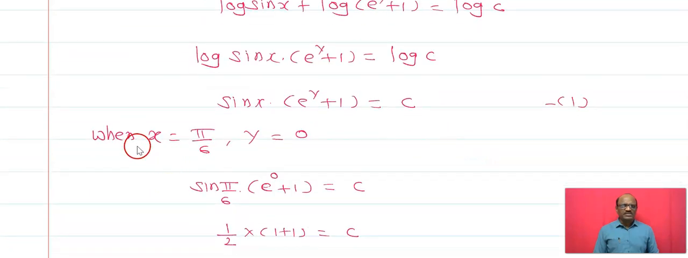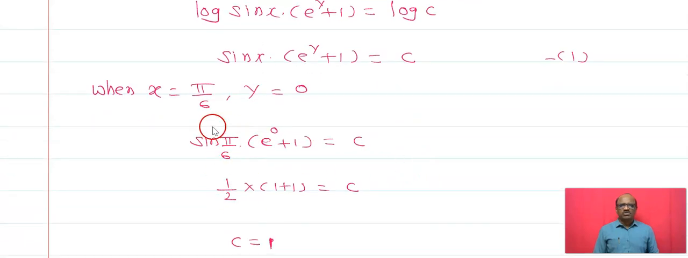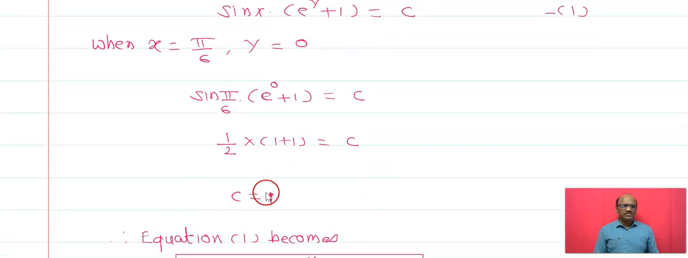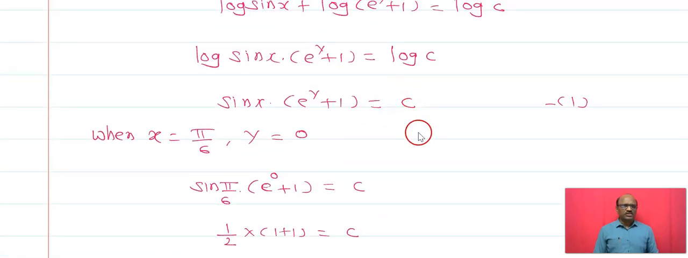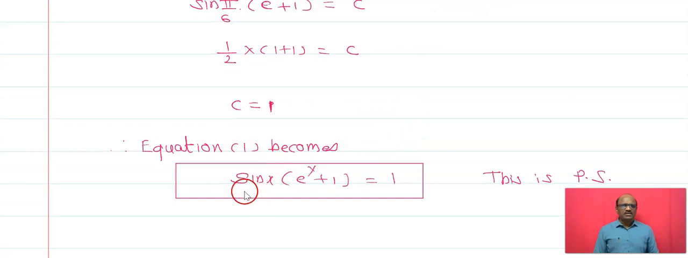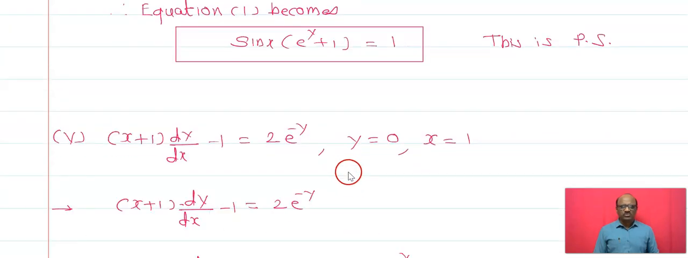But we have been given that x is equal to pi by 6 and y is equal to 0. Put x equal to pi by 6, that is, sine of pi by 6, e raised to 0 plus 1, that's equal to c. But what is the value of sin 30? It is 1 upon 2, e raised to 0 is 1, plus 1, that's equal to c. 2 upon 2, then you will get the value of c as 1. And therefore, put here 1. So sin x in bracket e raised to y plus 1 bracket complete is equal to 1. This is the particular solution.